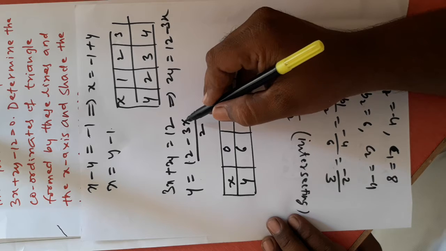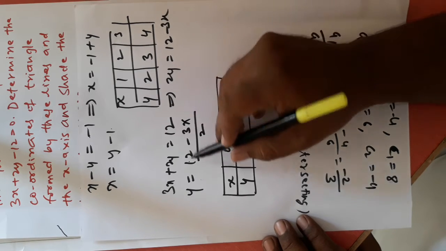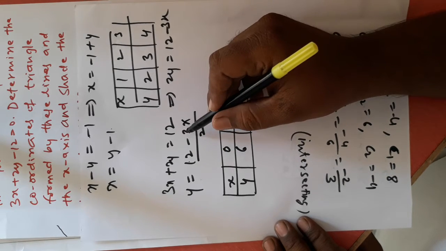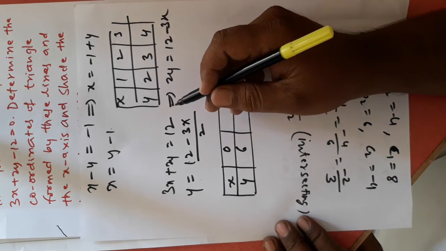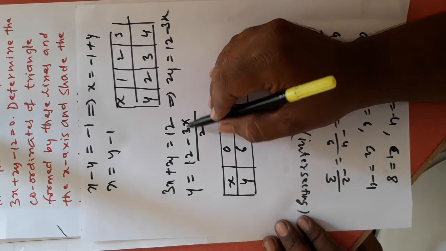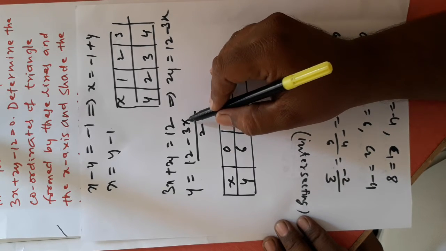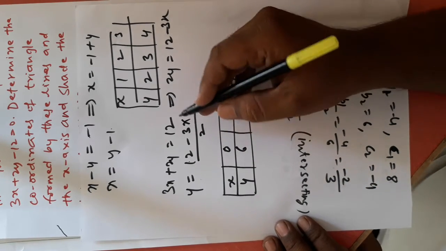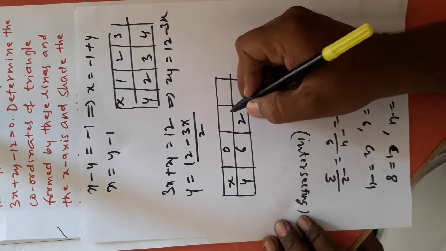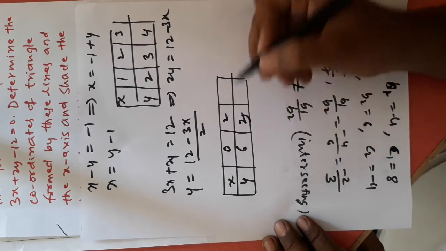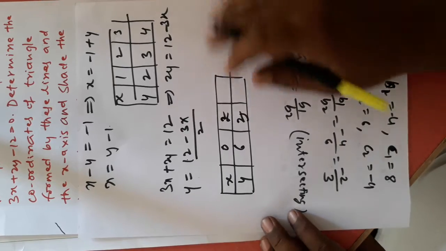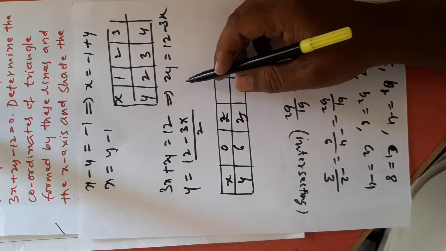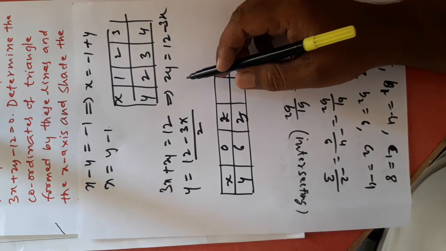If I write here x is equal to 1, this is 12 minus 3 into 1, 12 minus 3, which is 9. 9 by 2 will come to be a fraction. Leave it. If I put x is equal to 2 here, then this is 3 into 2, 6. 12 minus 6 is 6. 6 by 2 is 3. X is equal to 2, y I will get 3. Okay, x is 2, y is 3.